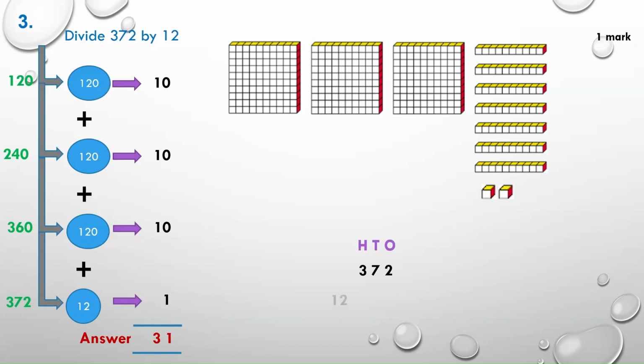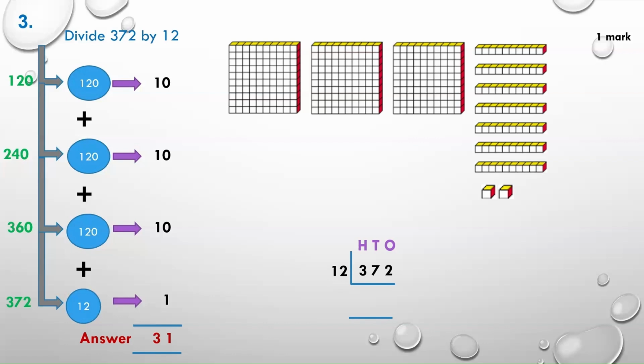Now, what do we want to do? We want to divide them by 12. We can use long division, we can use short division, whichever one. So first of all, we have 3 hundreds. You can see them up there, the 3 big squares, 10 by 10 squares. Can I get 12 groups from those 3 squares?